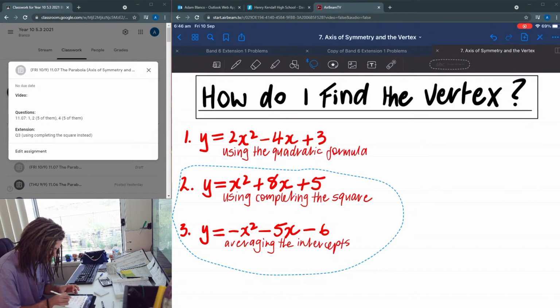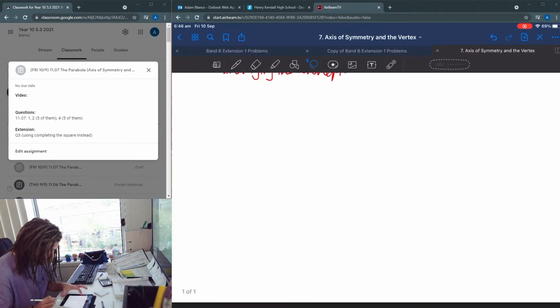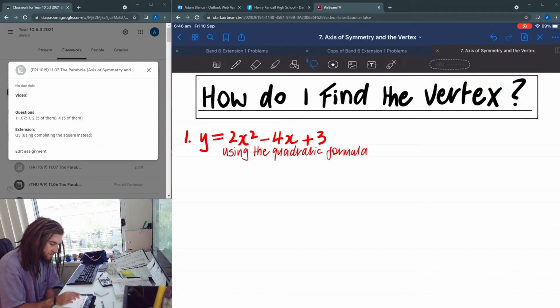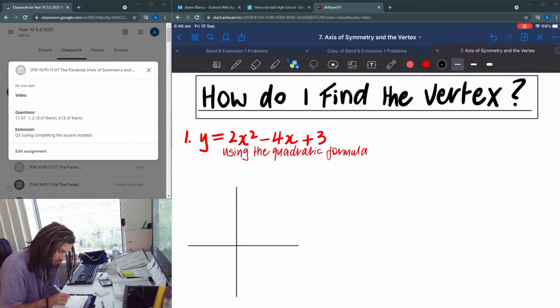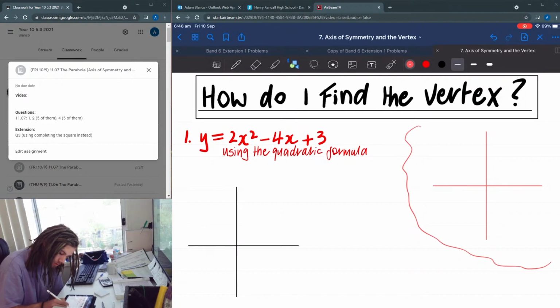So let's move these out of the way. Off you go. I hope they didn't exceed the screen. No, okay. So the first one, using the quadratic formula. This might not be very obvious, but let's have a little bit of an aside over here. I want you to think about any parabola. So I'm going to draw any parabola. Let's put it here.